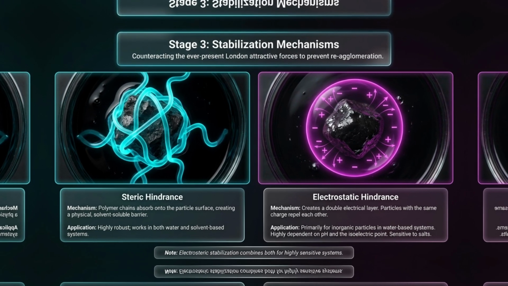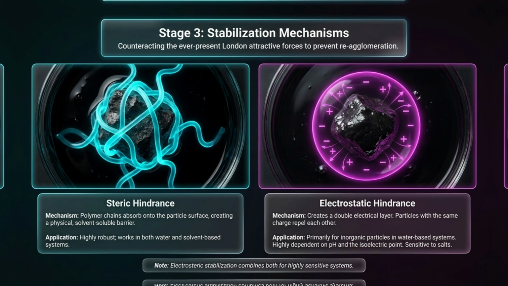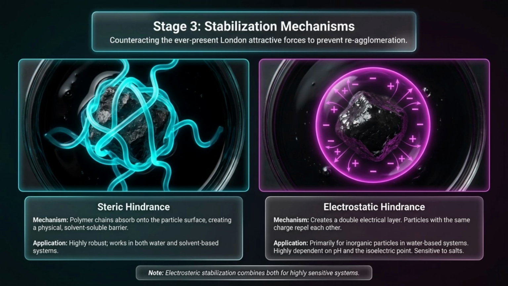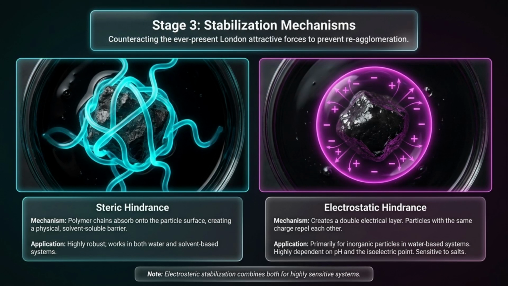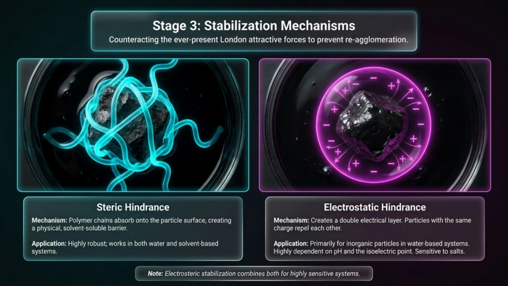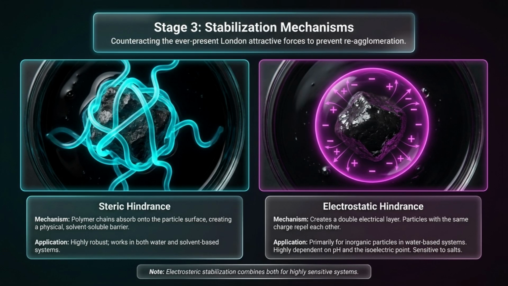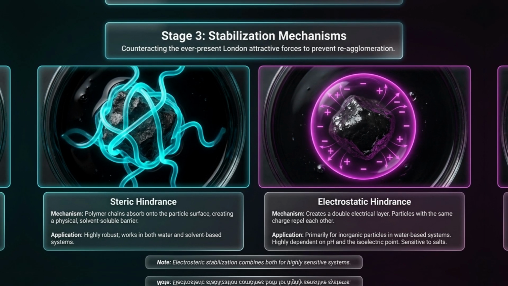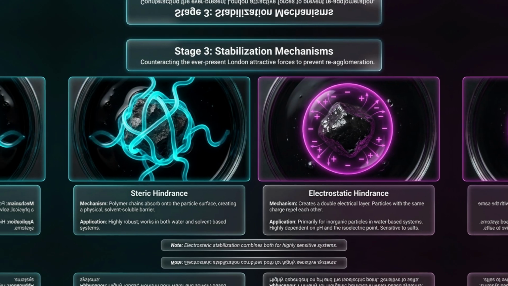Stabilization mechanisms. To counteract persistent London attractive forces and prevent re-agglomeration, we rely on two primary mechanisms. Steric hindrance: polymer chains adsorb onto the particle surface, creating a robust physical, solvent-soluble barrier suitable for both water and solvent-based systems. Electrostatic hindrance creates an electrical double layer where particles with the same charge repel each other. This is primarily used for inorganic particles in water-based systems and is sensitive to pH and salts. Combining both mechanisms is known as electrosteric stabilization.